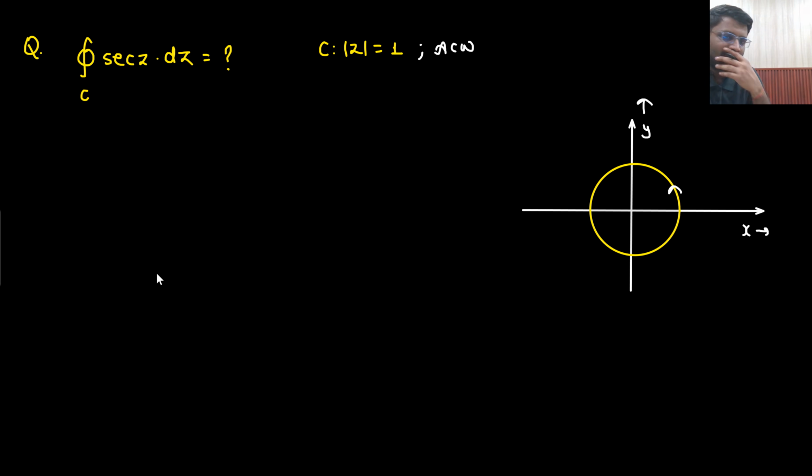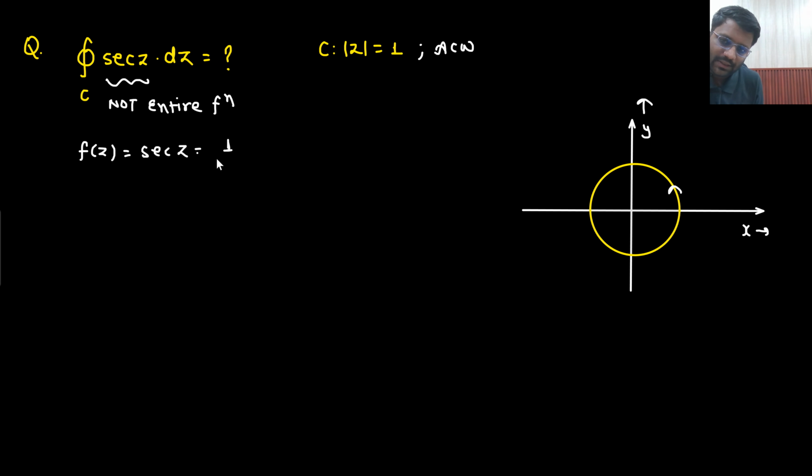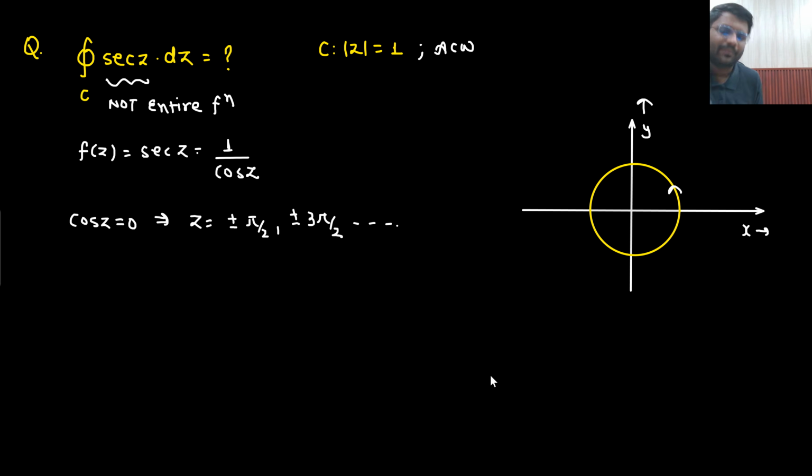Now someone would say, sir, it is not analytic, it is not an entire function. Surely it is not an entire function. Why is that so? Because what is your f of z? My f of z is sec z. And the meaning of sec z is 1 by cos z. And when cos z is 0, it will create the problem. When would cos z be 0? It would be 0 at plus minus pi by 2, plus minus 3 pi by 2. At all these points, it will not be analytic.